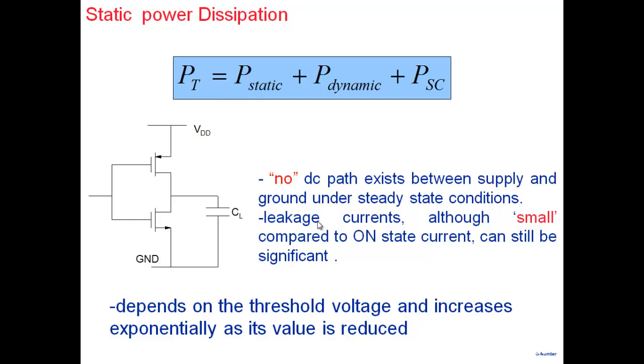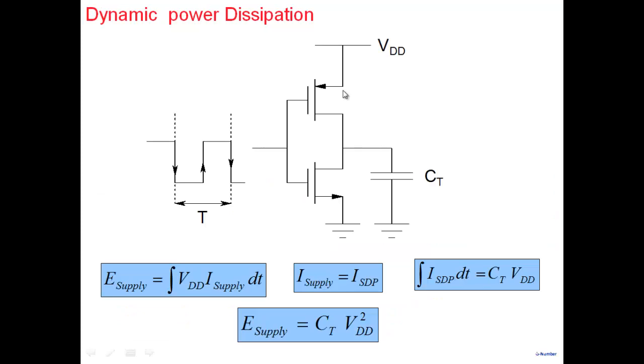As a first order approximation, again in quotes, we'll say this is a small power here. The off current is small. So it's not as significant as the next power here, which is the dynamic power.